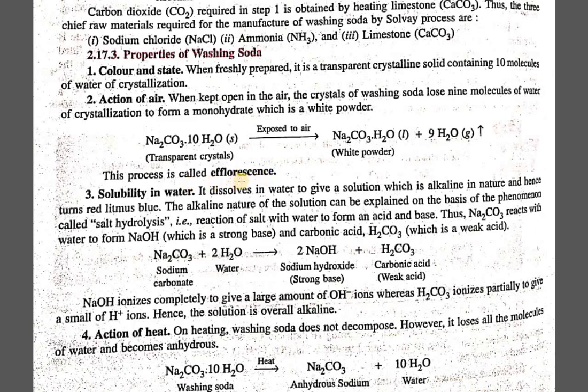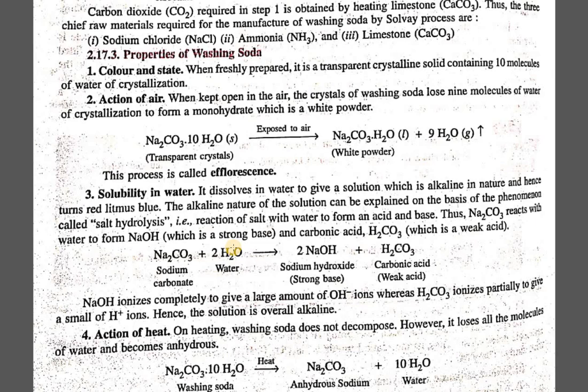Remember this term, efflorescence. Now in solubility, it dissolves in water to give a solution which is alkaline in nature, and hence it turns red litmus to blue. This alkaline nature can be explained with the help of salt hydrolysis. If you can see, sodium carbonate, when dissolved in water, forms sodium hydroxide plus carbonic acid. So it is ionizing here.